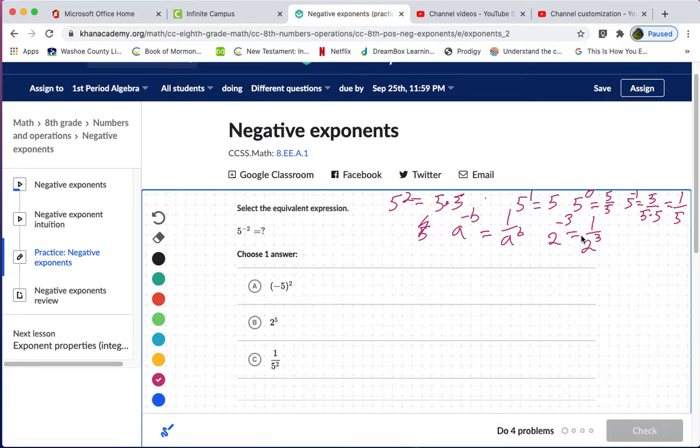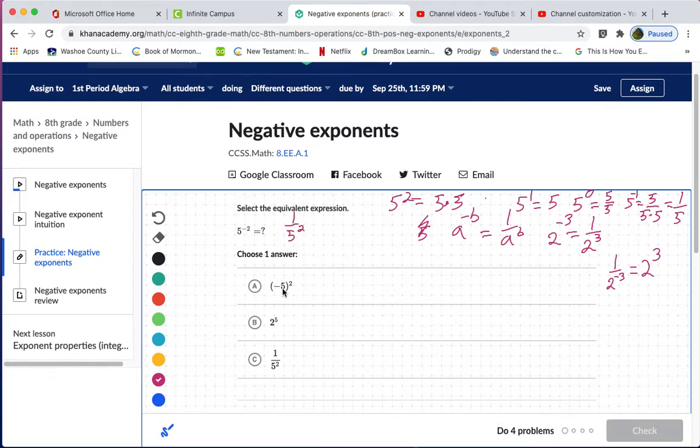Similarly, if we have a negative exponent in the denominator, so if we have 1 over 2 to the negative 3, this is the same thing as 2 to the 3. Okay, so let's do this one then. 5 to the negative 2. Well, according to this rule, it is the same thing as 1 over 5 to the second power.